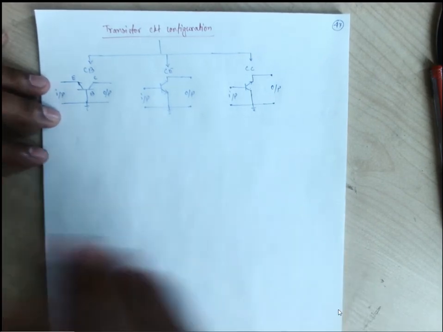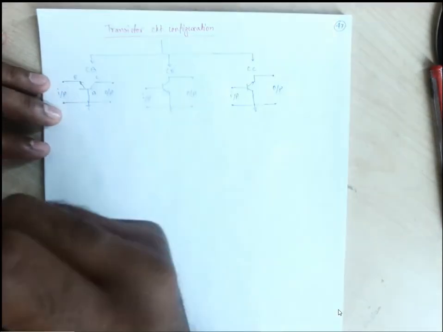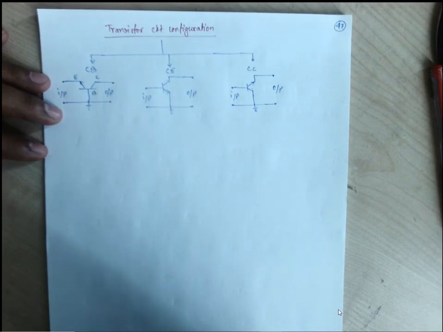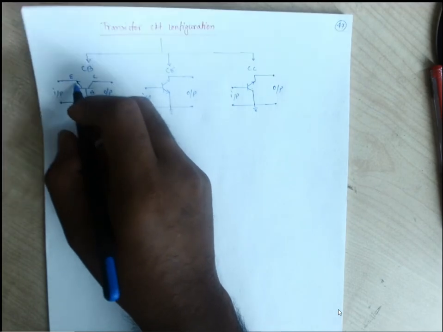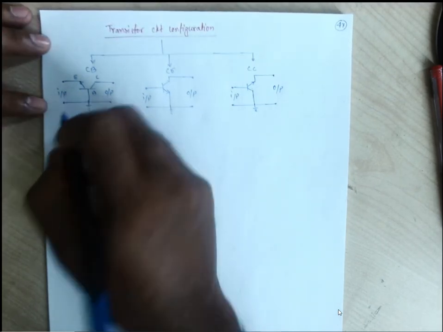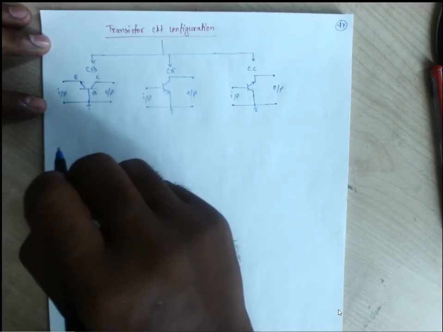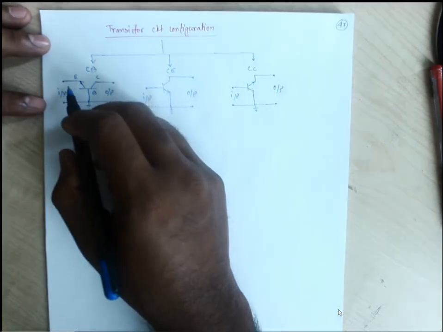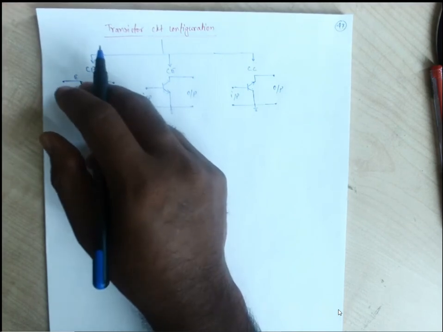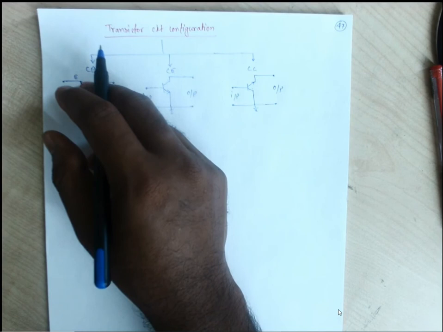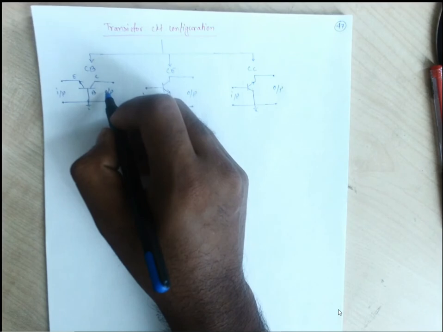Okay, so from this configuration we need to take out the different pins of the transistor in the input side as well as for the output side. So for the common base, the input side is the emitter base, and for the output side it is the base collector, right? So this input current is the IE, input voltage is the VBE or VEB. The output side, the output current is IC and the output voltage is the VCB.